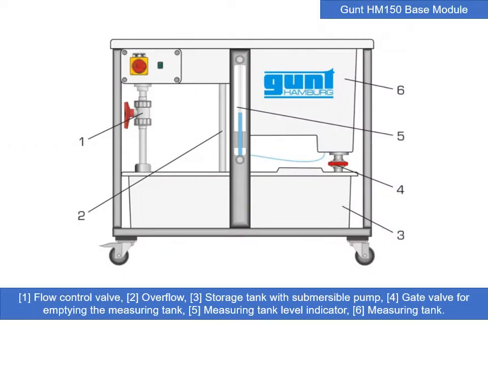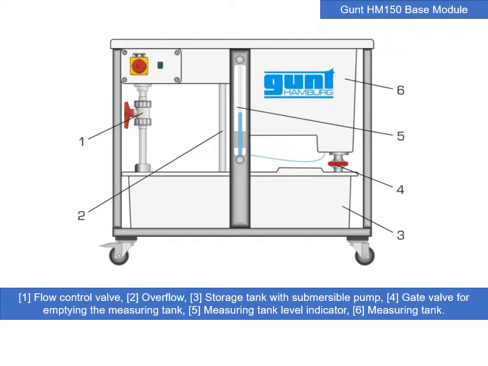So you can see the base module where we have point 3, a storage tank with a submersible pump, which then pumps the water up through the flow control valve at point 1. The water then passes through the pipe losses rig on top of the base module and then discharges through the outlet there and flows via a pipe into the measuring tank.